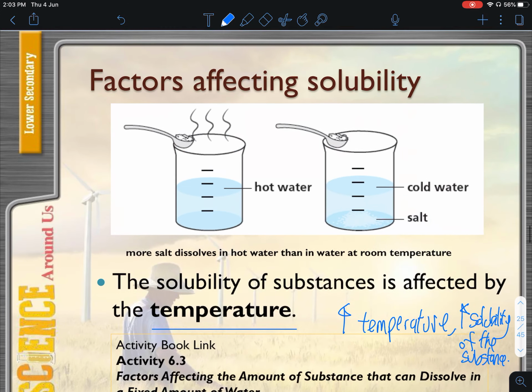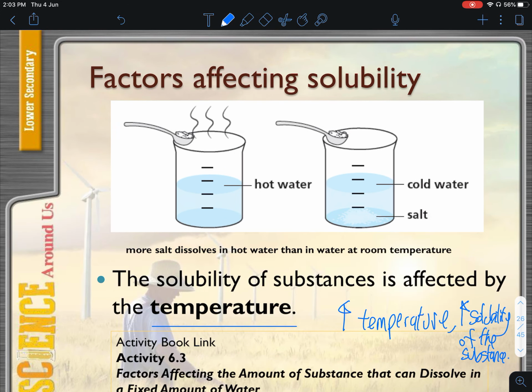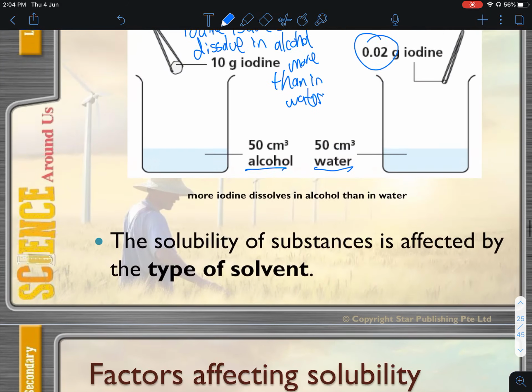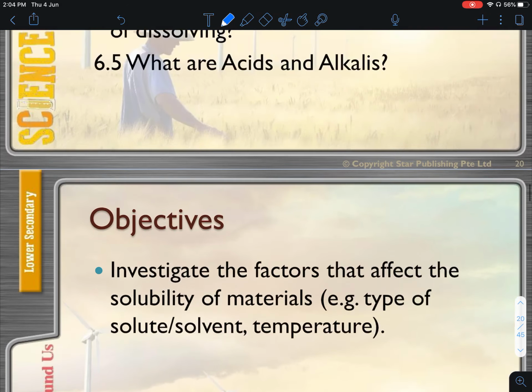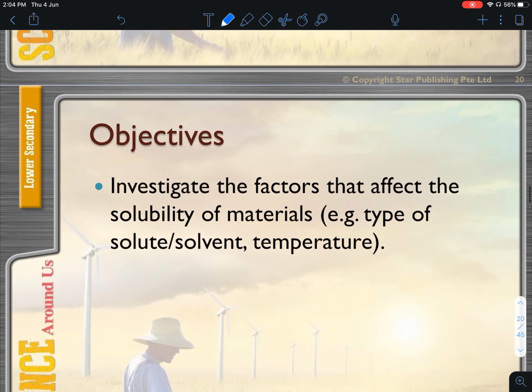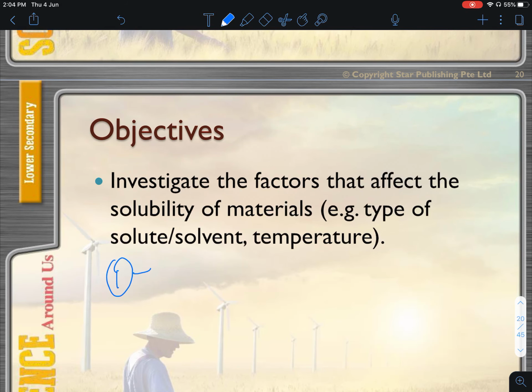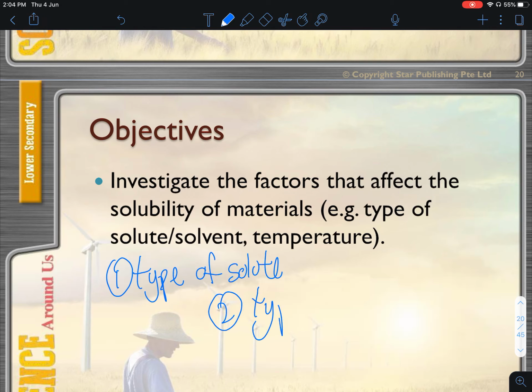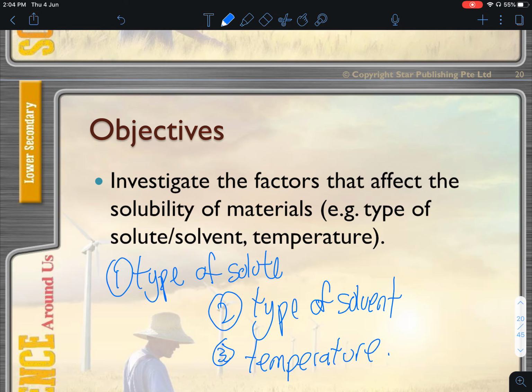Okay, so over here, just to recap, we have talked about the factors that affect solubility, and there are three main things. Number one, the type of solute. Number two, the type of solvent. And number three, the temperature. These will actually affect the solubility of materials.